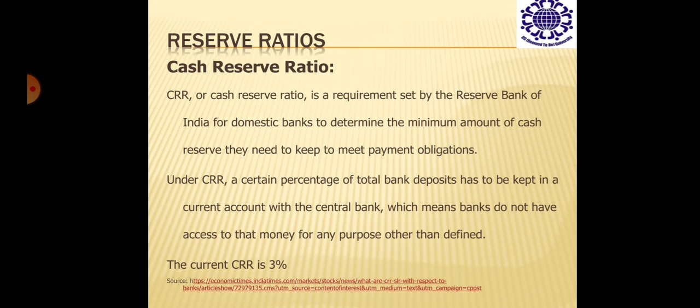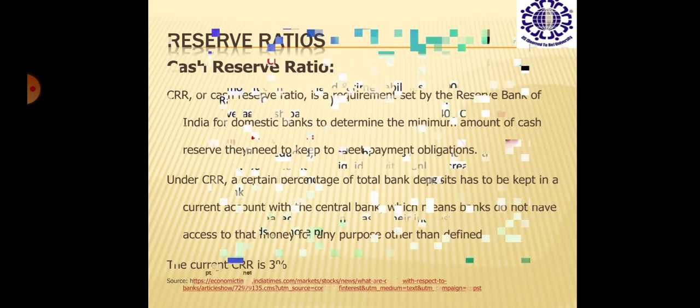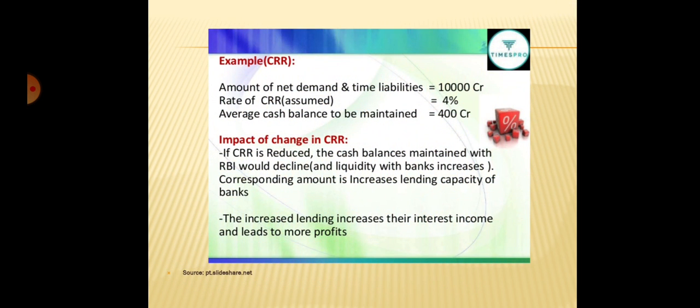Banks can't lend this money to corporate or individual borrowers or use it for investment purposes. Banks also don't earn anything on money held in that account. It means that banks earn no interest on the money which is kept in the form of CRR with RBI. Let us go through an example of CRR.